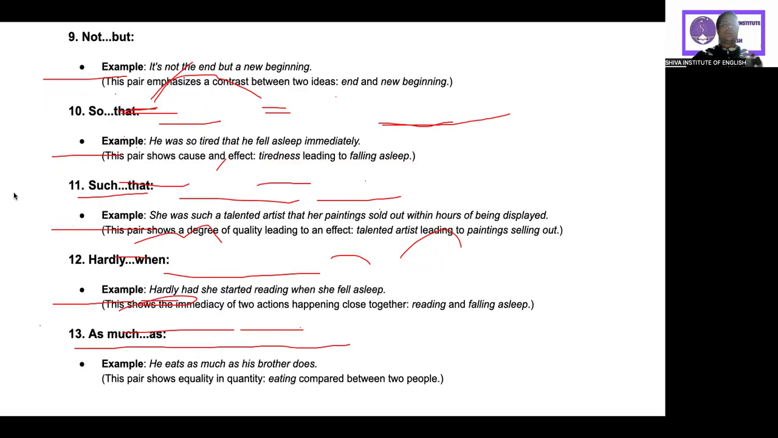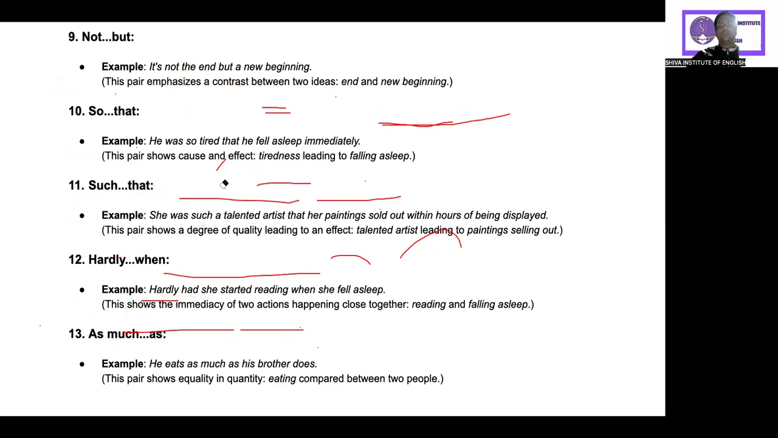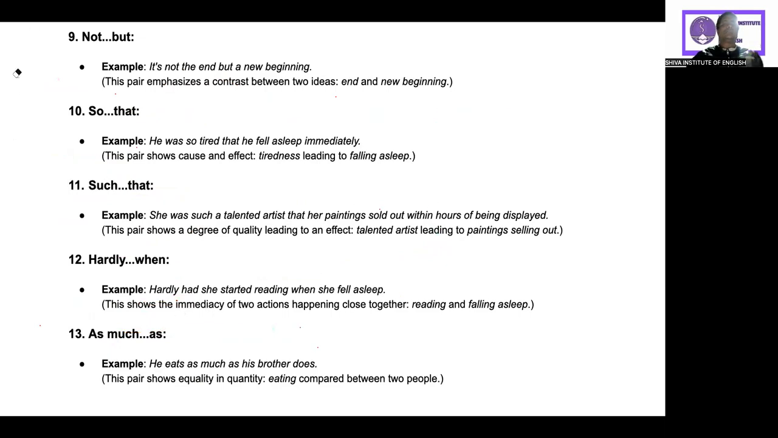Okay. Coming to a couple more. Here you would find "not...but", and after that some examples. We know "not only...but also", but we also use "not...but" and "not just...but also". Let's say, "It's not the end, but a new beginning." Here "not" is used, therefore "but" is used. So this pair emphasizes what? A contrast between two ideas, the end and a new beginning.